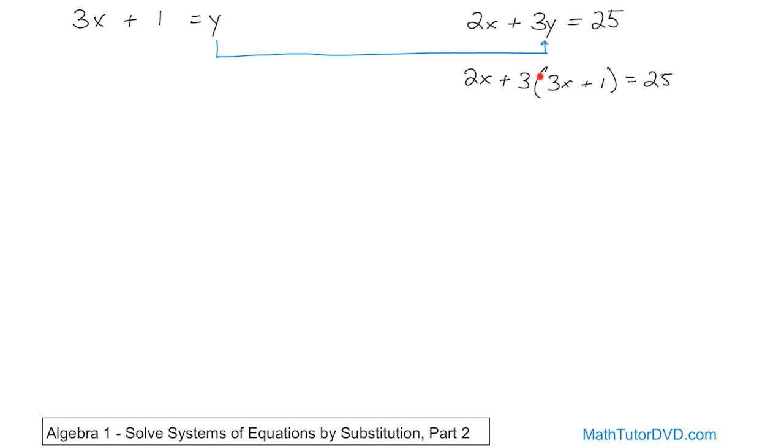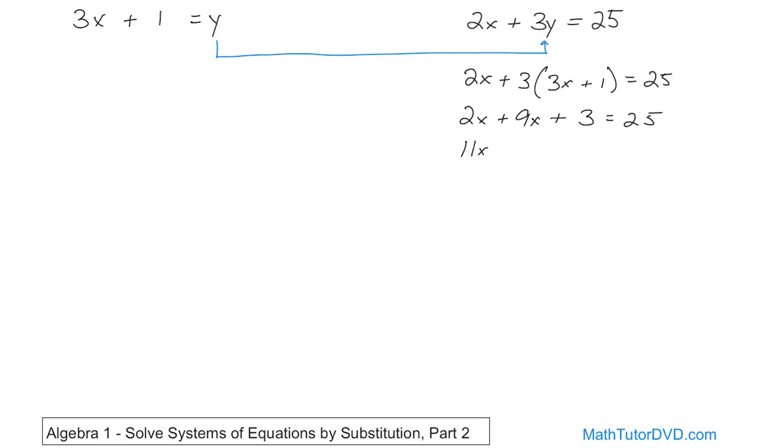So we have this 3 that needs to be distributed in here. So 3 times the 3x is 9x, for instance. So we'll have 2x plus 9x plus this 3 gets distributed in here times 1 gives us the 3, is equal to 25. All right. And then we just add like terms. So we have the 2x and 9x gives us 11x.